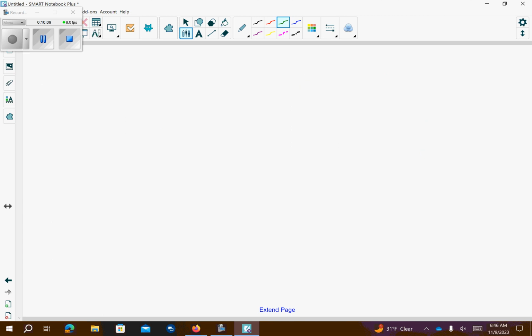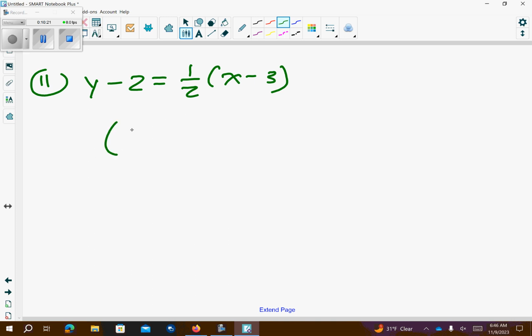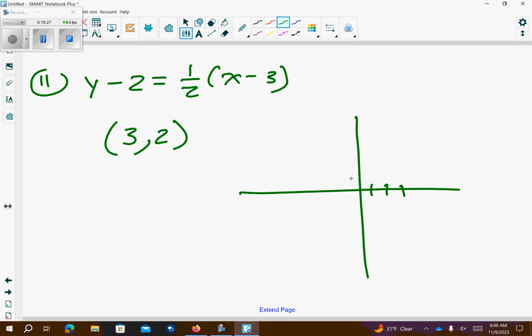And then let's take a look at number 11. y minus 2 equals 1/2 (x minus 3). So let's get our point out. So I'm going to go opposite of -3, opposite of -2. So 3, 2 is right here. Our slope is 1/2. It's going to go up 1, right 2. There's our line of best fit.